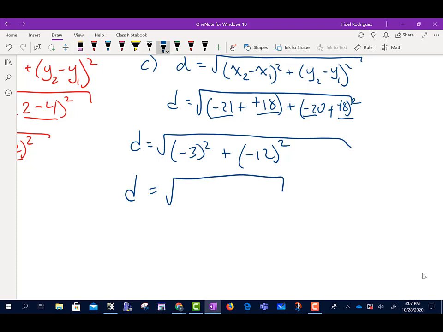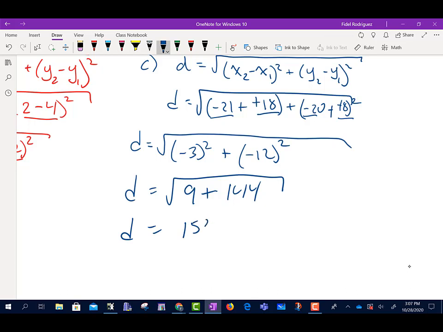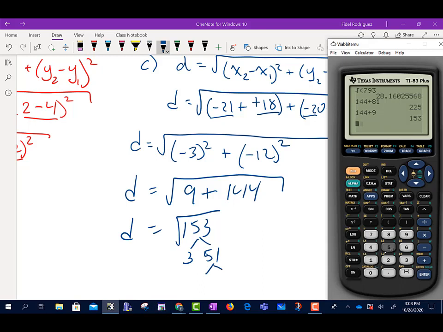Okay. So negative 3 squared is a positive 9. 12 squared is a positive 144. Okay, so I'm going to grab my calculator again. 144 plus 9 is 153. And I'm going to take the square root of this, and you know what we can divide it by? We can divide it by 3. And that's 51, and I think I can take 51 and divide it by 3. Divide it by 3. Yes.